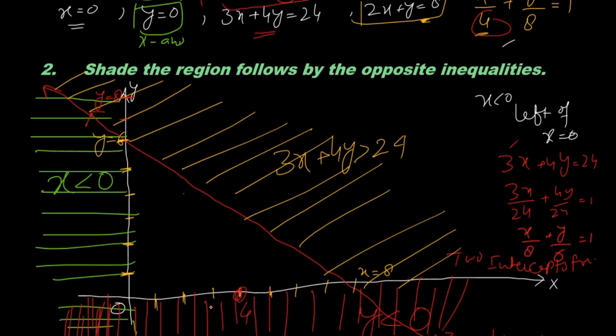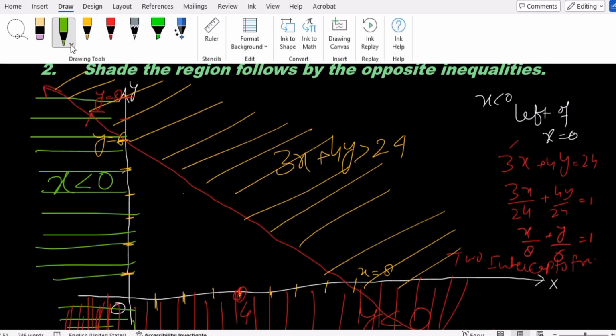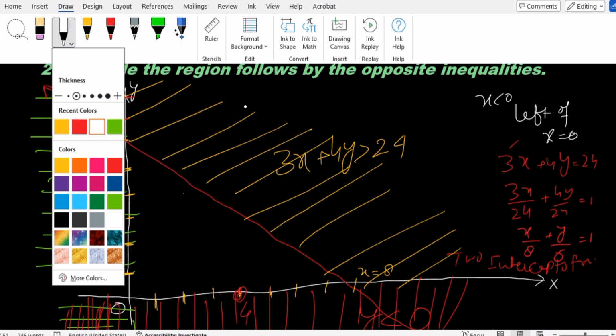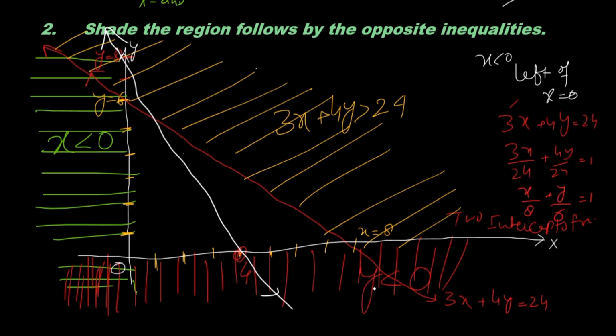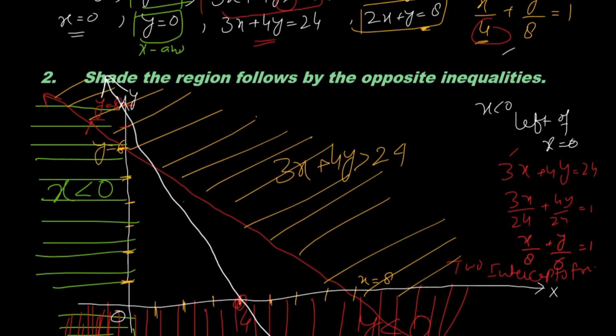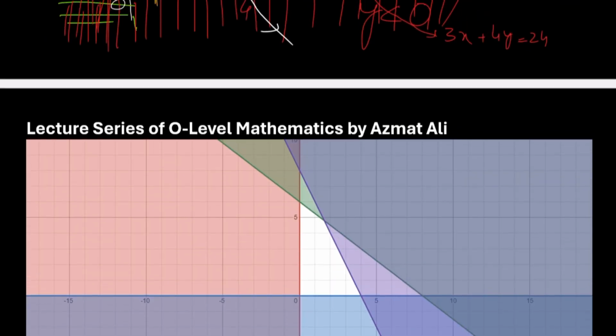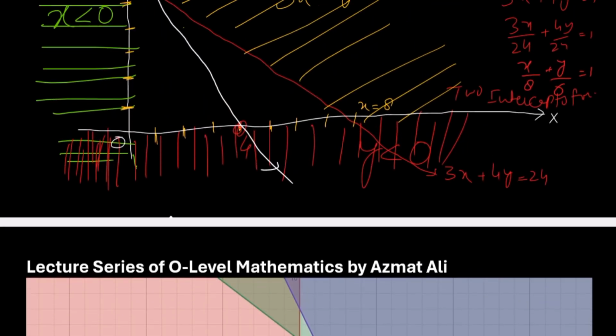Now by joining these two intercepts again, we can draw the graph of the last inequality like this. This solid line shows the graph of 2x plus y is equal to 8.